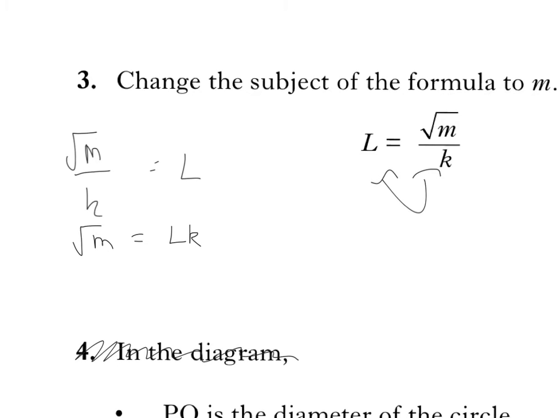So now how do we get rid of the square root? You get rid of the square root by squaring. So m will be equal to lk. And it's important to say all squared and choose a bracket to show that we're squaring lk. That's the end of the question.